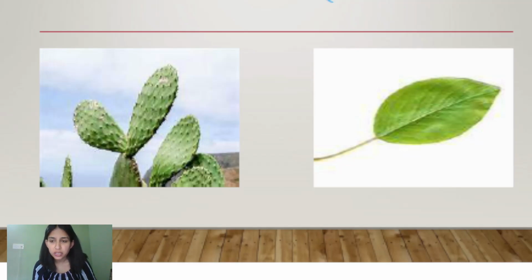The cactus, the first plant, is found in deserts and rough areas. To retain the water present in the leaves of the cactus, it has a rough, spiny leaf structure to reduce the amount of transpiration. Transpiration is basically the loss of water from the plant in the presence of sunlight. And in the second plant there is the leaf.